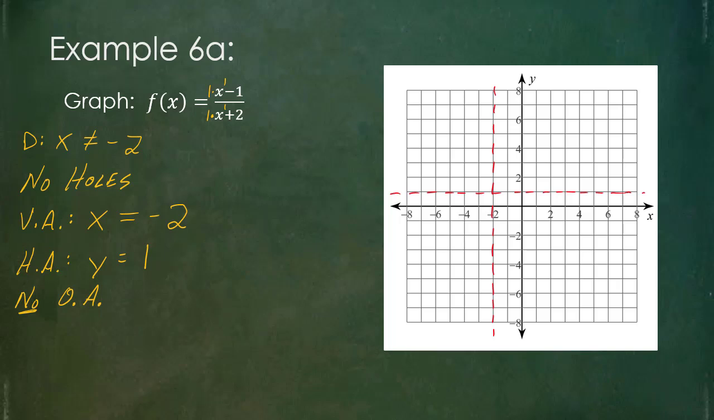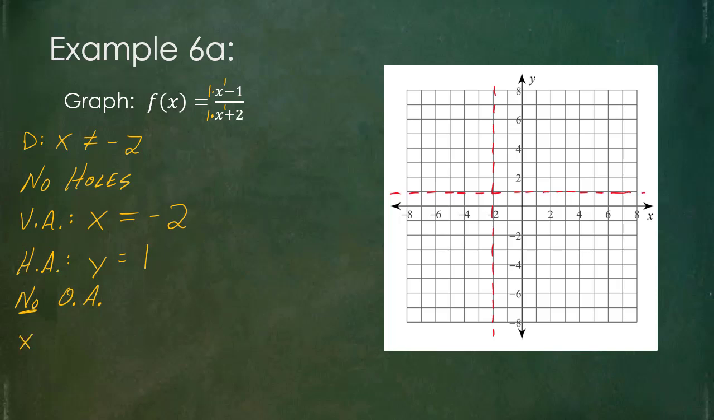Start with horizontal and then follow it up with oblique if there happens to be one. But remember, oblique only happens when it's exactly one more when comparing the degrees on top. So I should be able to now transition, skip over the oblique asymptote, so step 6, the second half of that. I should be able to now go to my x-intercepts.